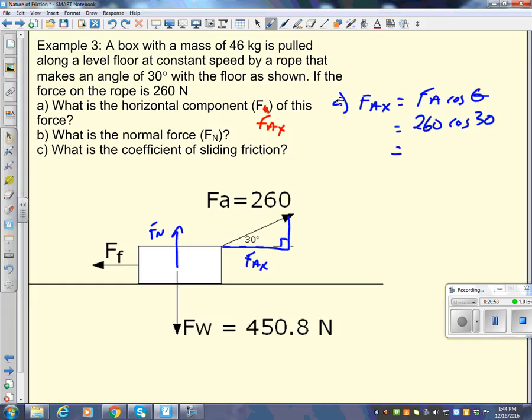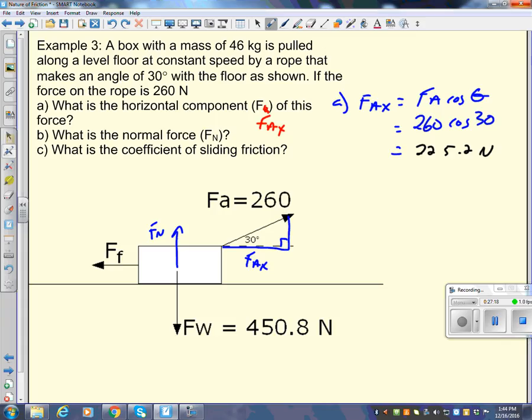How many decimals do we have to go to? I usually go one more than what I'm given. Which is... well, there's none, so 1 decimal place. 225.2. Yeah, but to 1 decimal place, it's 225.2. Okay? So that's the horizontal component.